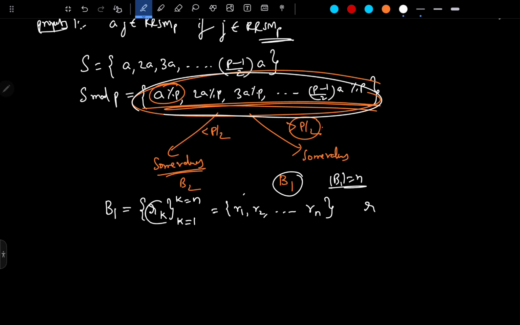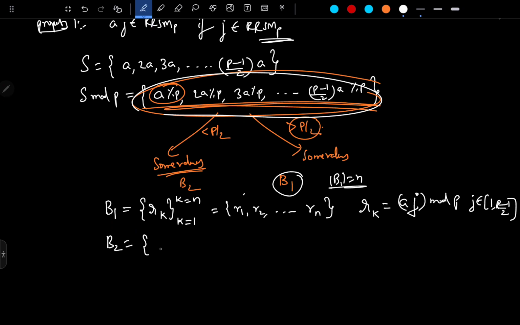What is rk? Rk is nothing but it should be of the form a into j mod p. Okay, wait, that is what I have written. Let's say a into j mod p, where j belongs to 1 to (p minus 1) by 2. This is what I have written.